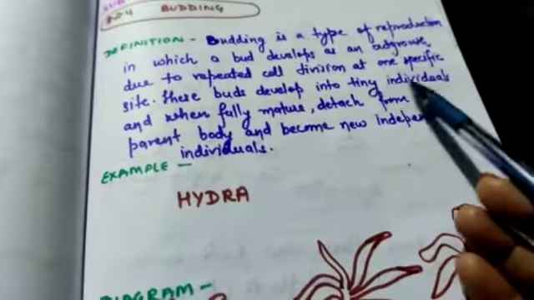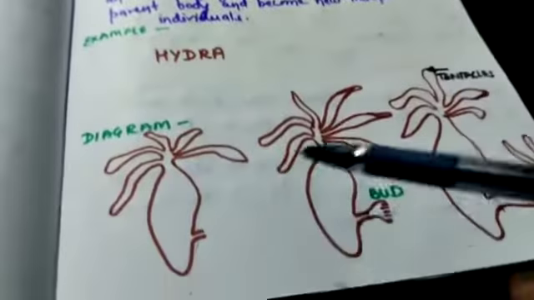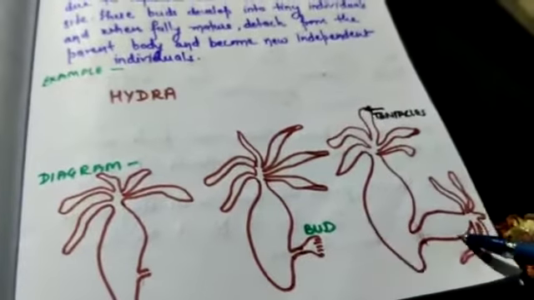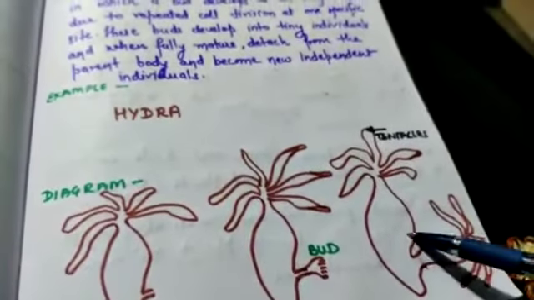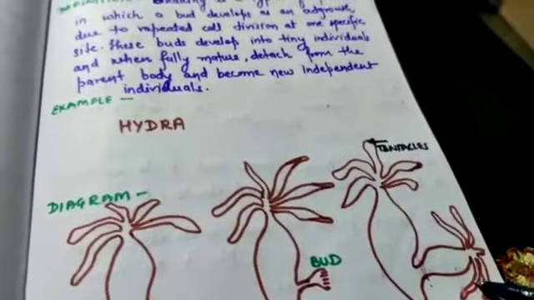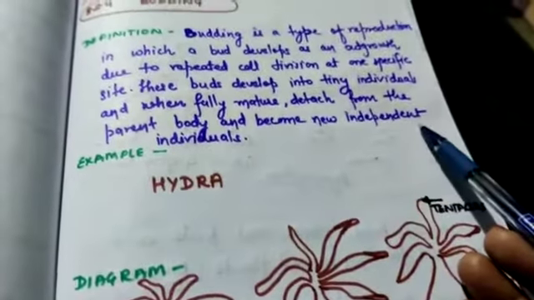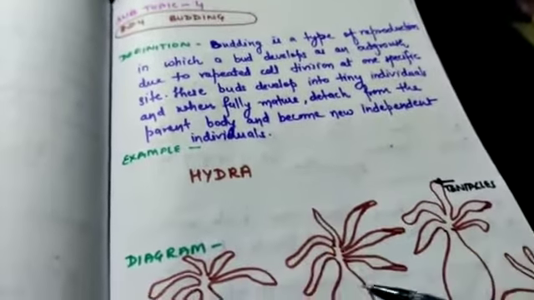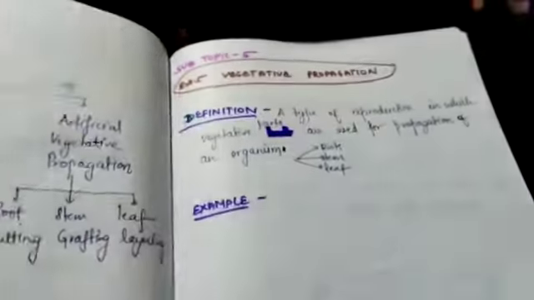These buds develop into tiny individuals and when fully mature detach from the parent's body. So here look, this bud develops into a small individual and then a big individual. When it gets mature, then there is detachment. It will detach from here, and you will get a new organism, right? And become a new independent individual, right? So this occurs in the case of Hydra. So diagram and example, right? This is about budding.